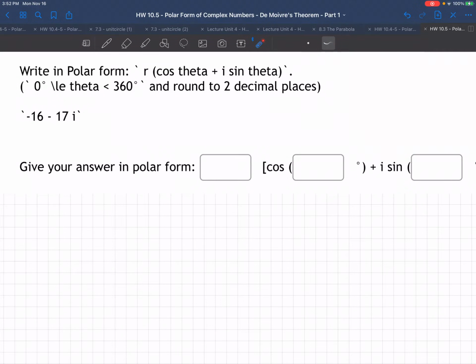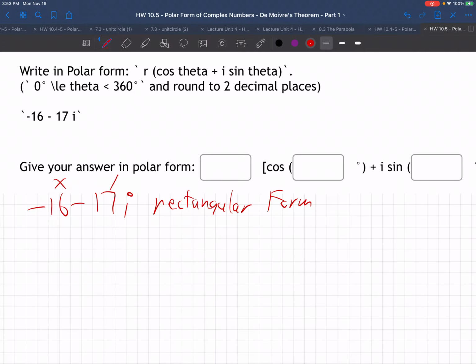Here's an example in which we are starting with a complex number in rectangular form and wanting to change it to polar form. So, how does this work? Well, let me write it down here. Minus 16 minus 17i. This is rectangular form, meaning this is like x and y, right?